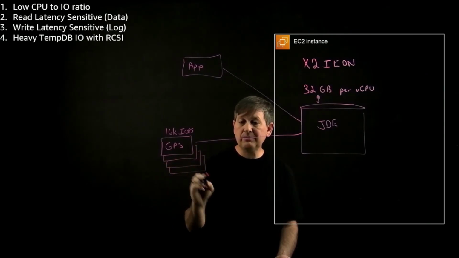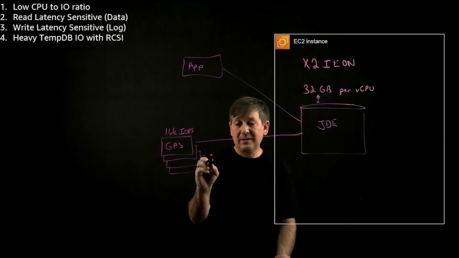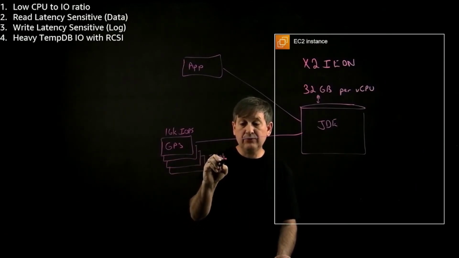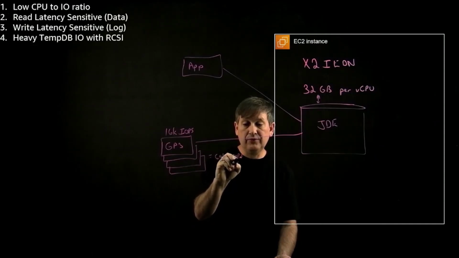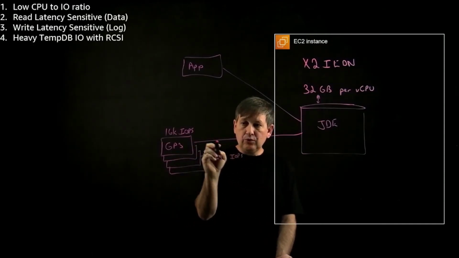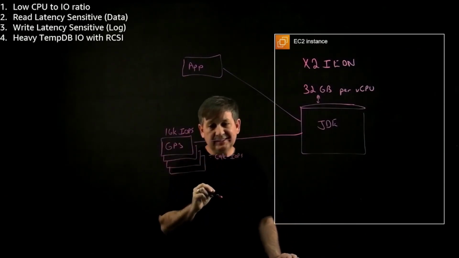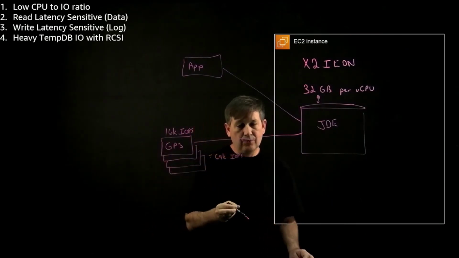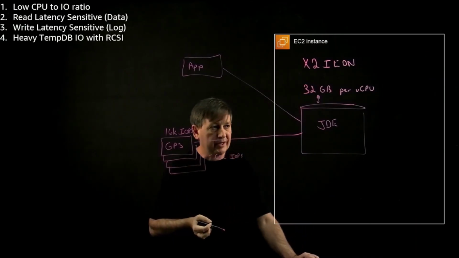So if we use 4 GP3 volumes, that'll add up to up to 64,000 IOPS of throughput there. So that covers our read latency requirement and our read IO requirement. But what about our write IO requirement?